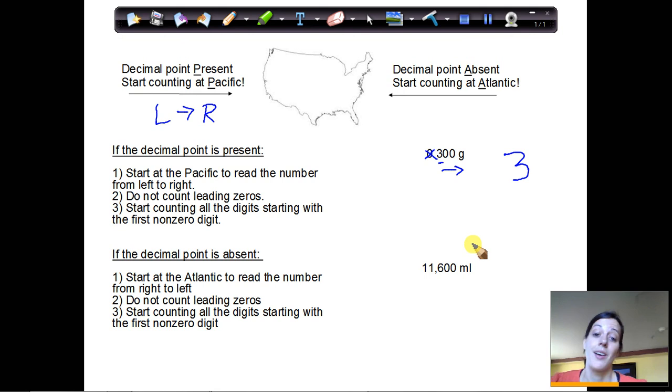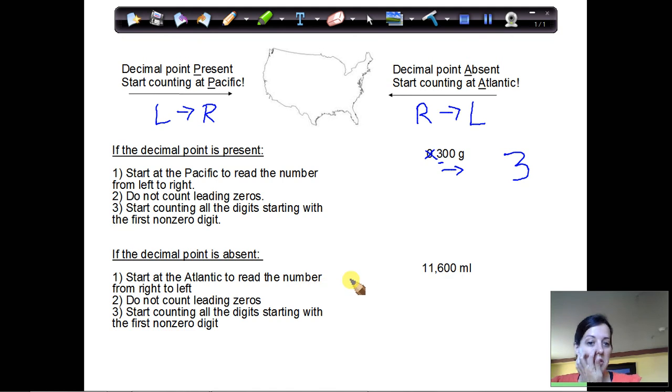If the decimal spot is absent, we go up to our map of the United States again, and we are going to start counting at the Atlantic and work our way over to the Pacific. So in that case, we're going to count in the opposite direction. We are going to count from right to left when the decimal spot is absent.